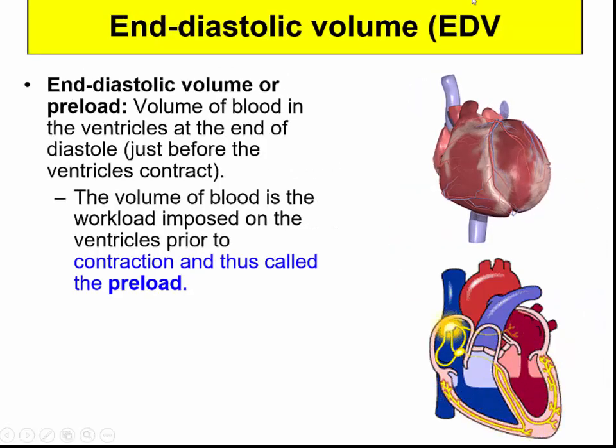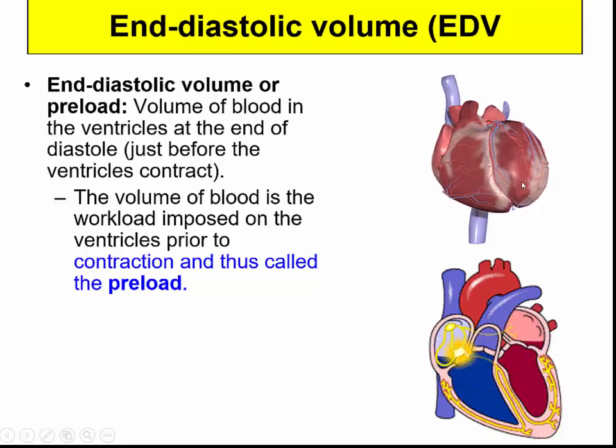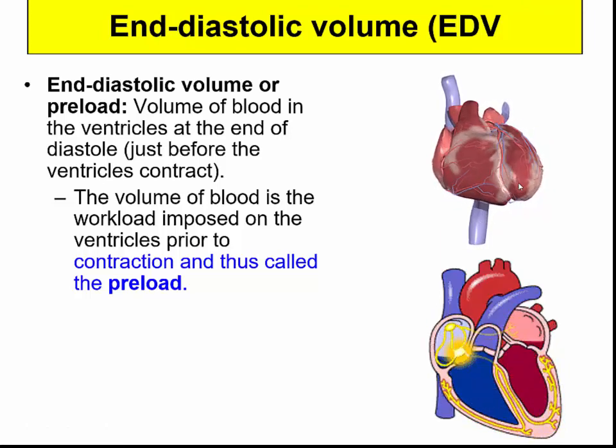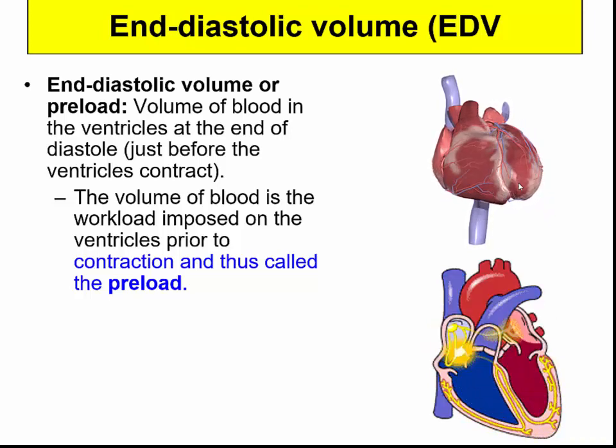End diastolic volume, or preload, is the volume of blood in the ventricles at the end of diastole, just before the ventricles contract. So the ventricles fill, and then just before they contract, the amount of blood that's in those ventricles is called your preload, or end diastolic volume. The name is well suited because when the heart's relaxing, it's in diastole. So what's the volume of blood at the end of diastole? Well, it's your end diastolic volume.